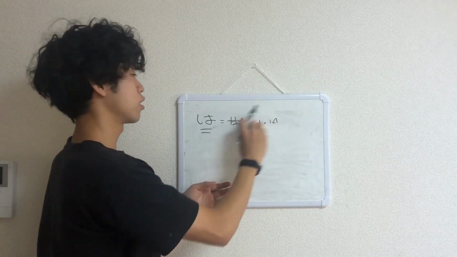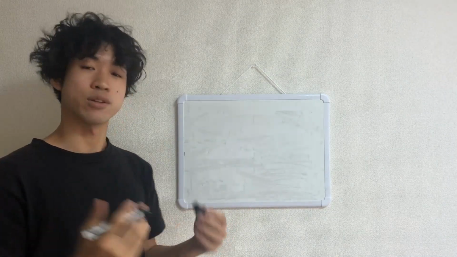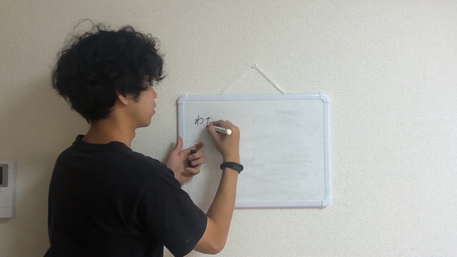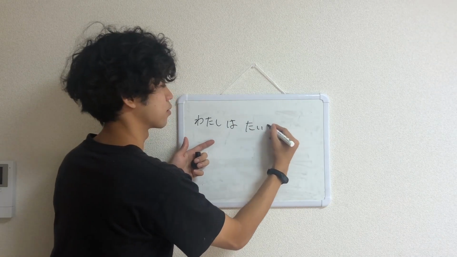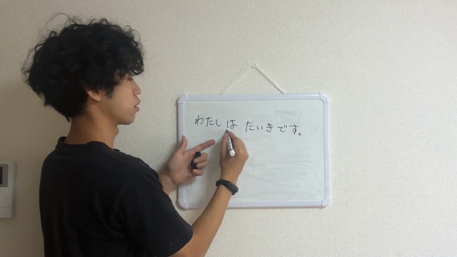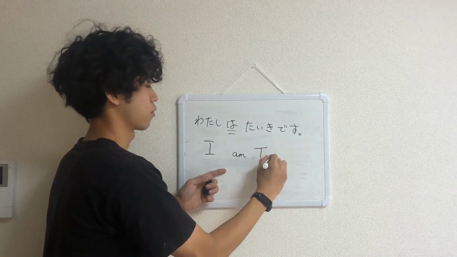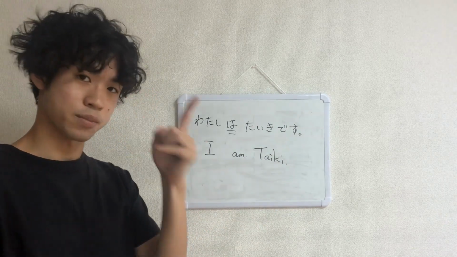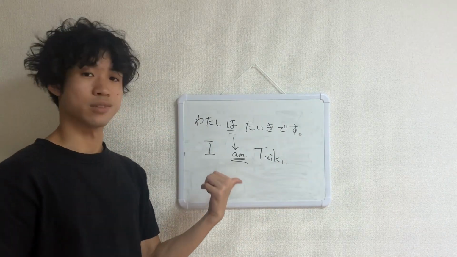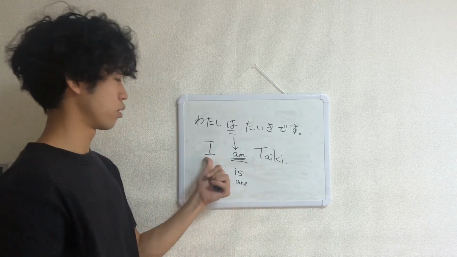That's a great question. I think you've seen a lot of wa particles in sentences in Japanese. So how do you use it? Let's look at the example first. Watashi wa Taiki desu. Okay? So, I am Taiki. Now, if you're quick, if you're smart, oh, does this mean am? Or is? Or are? Depending on the subject.